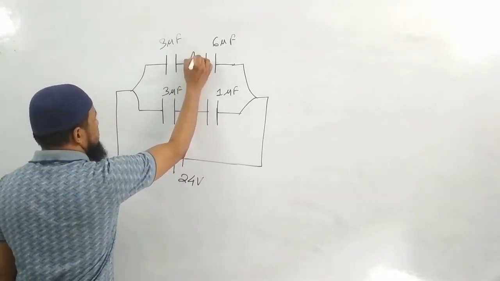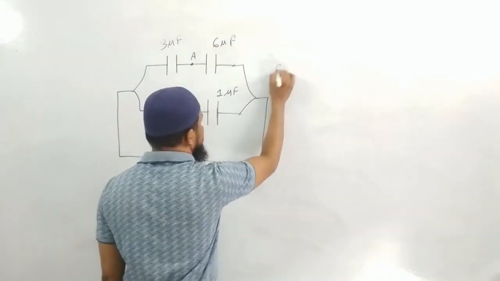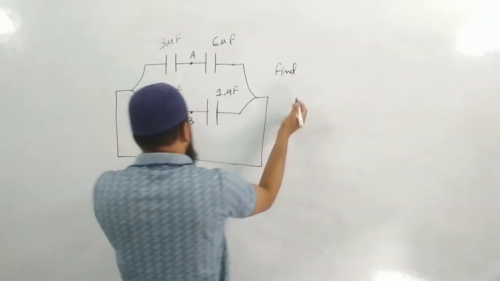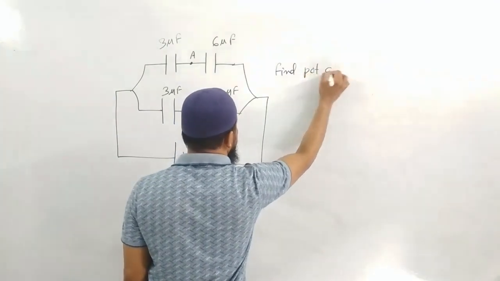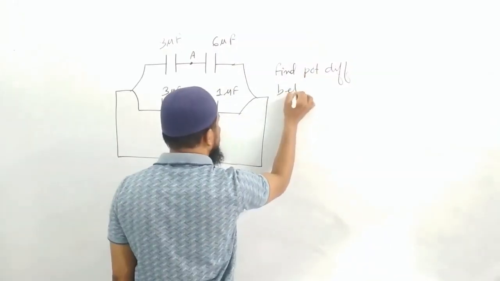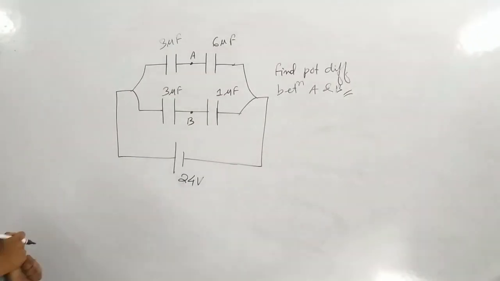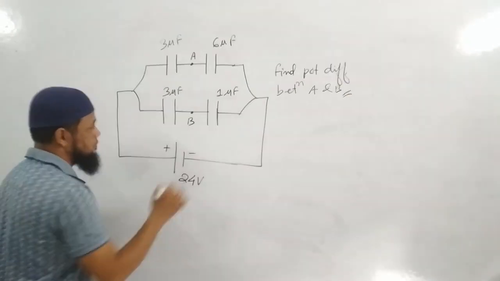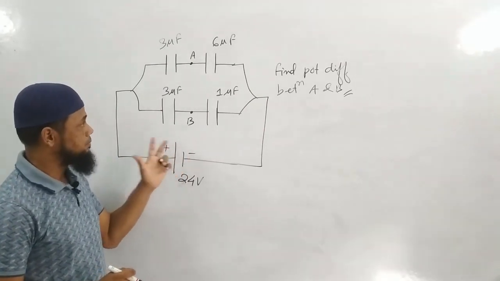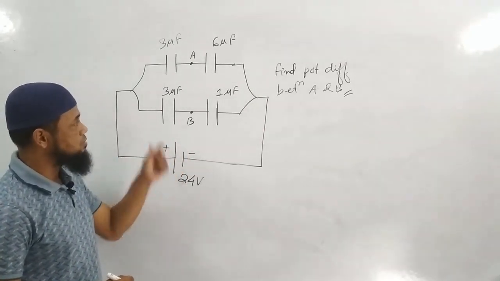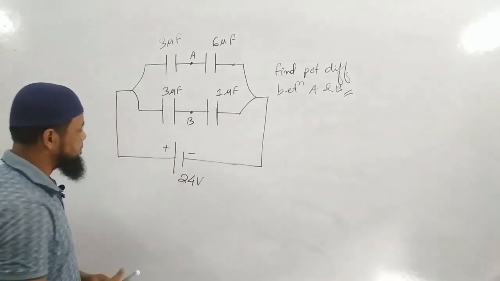This particular point, let me call it A, and this particular point, call it B. We have to find the potential difference between A and B. Okay, how will we do it? Keeping in mind the last problem, we'll try to solve it quickly. Okay, let us see how we can solve it.